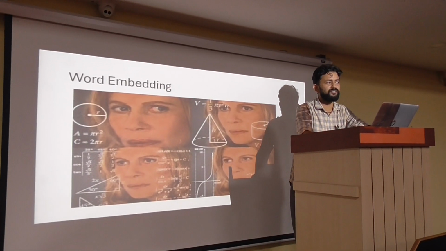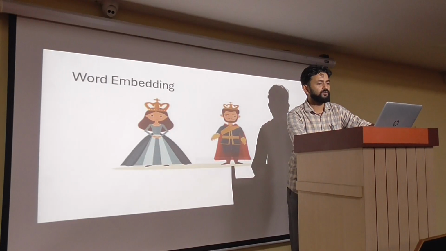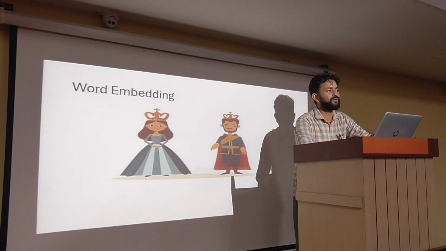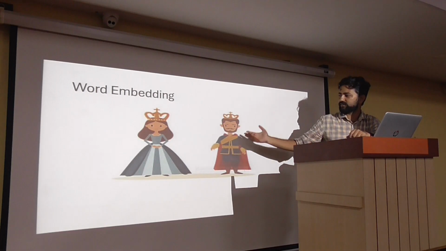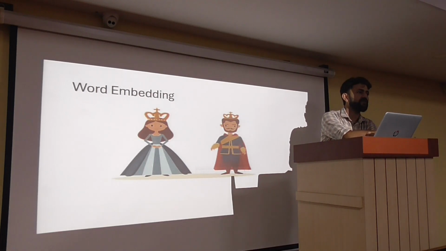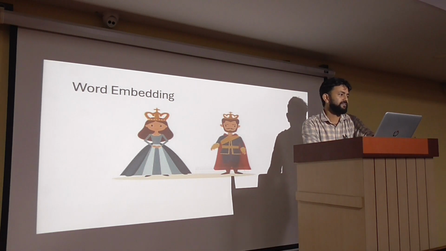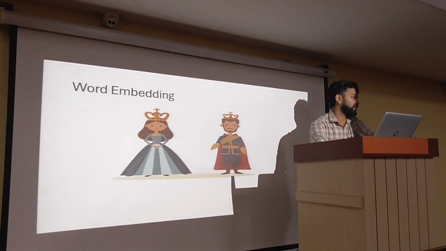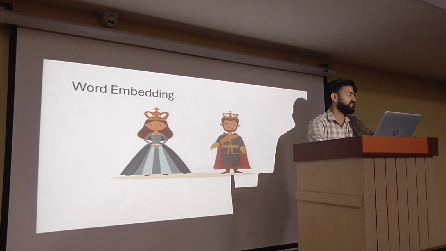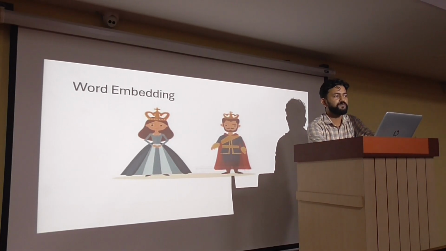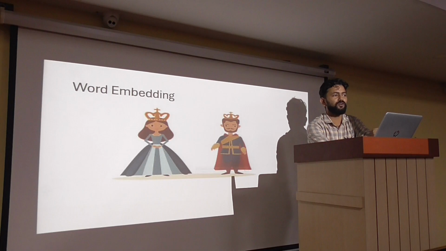So now let us try to understand what word embedding is. I have shown you an image of a king and a queen. One is king and another one is queen. Now, if I have to represent this king and queen with certain numbers, how can I represent that in a computer system?